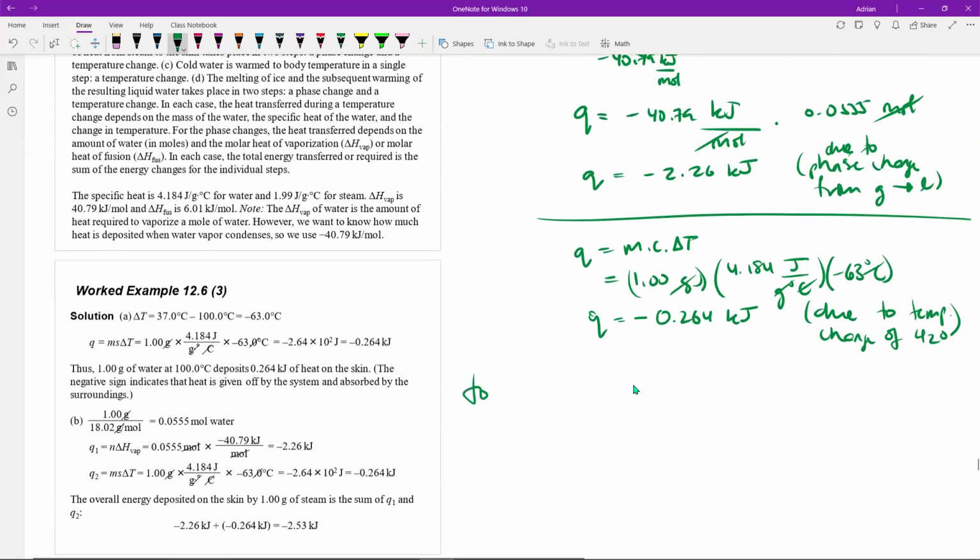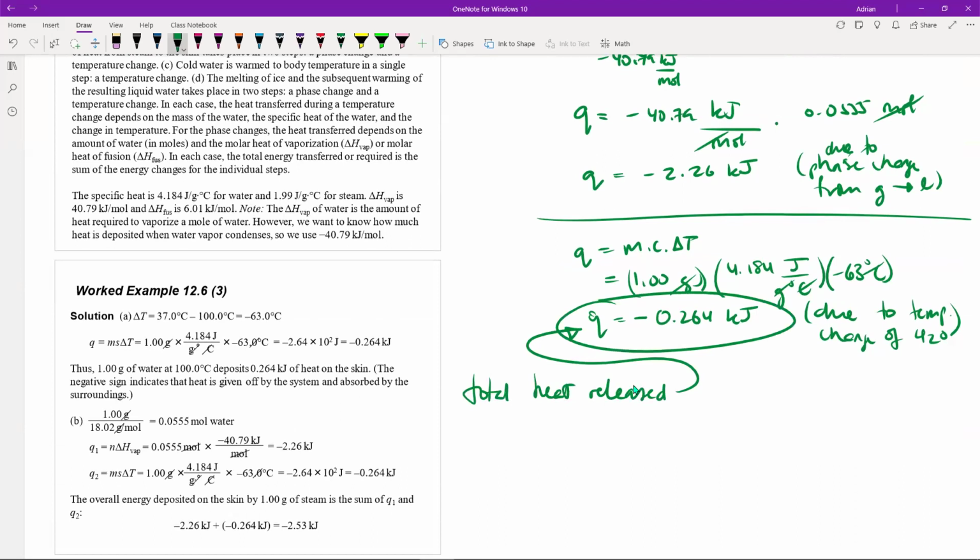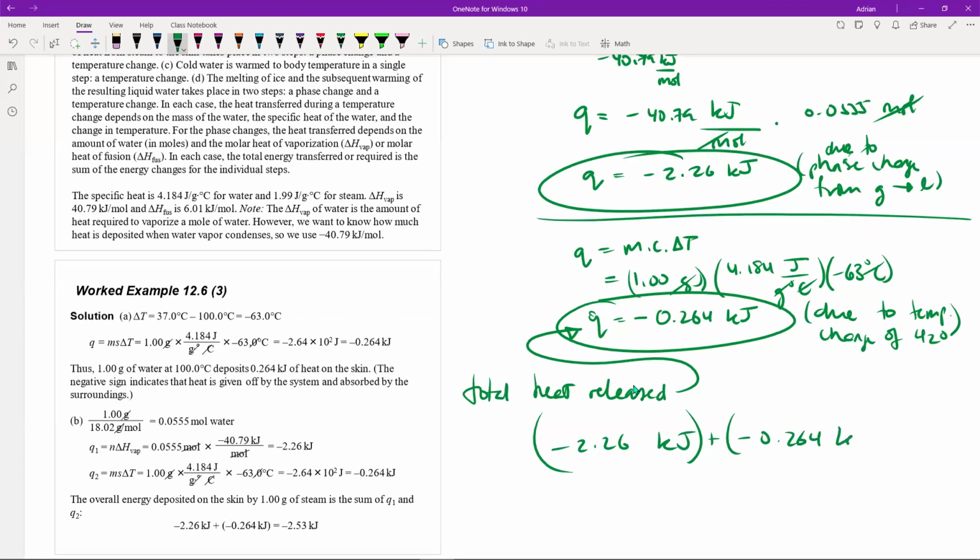So then the total heat release would be the sum of the heat due to the temperature change and the heat due to the phase change. So we add those together. We have negative 2.26 kilojoules plus negative 0.264 kilojoules. And so we stick them together, we end up with negative 2.5 kilojoules.